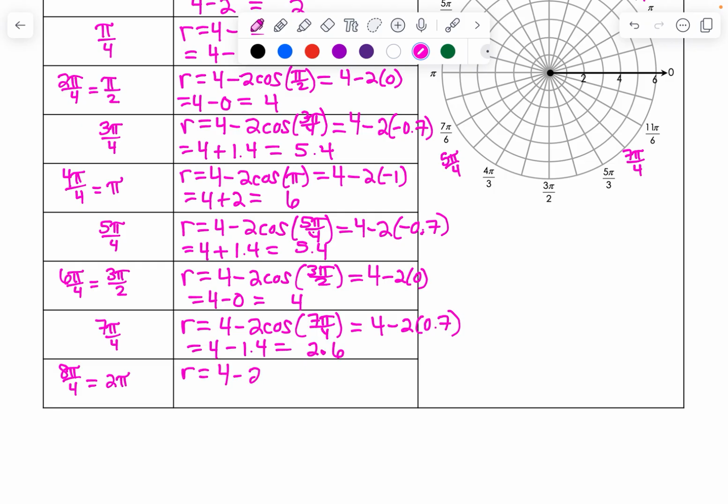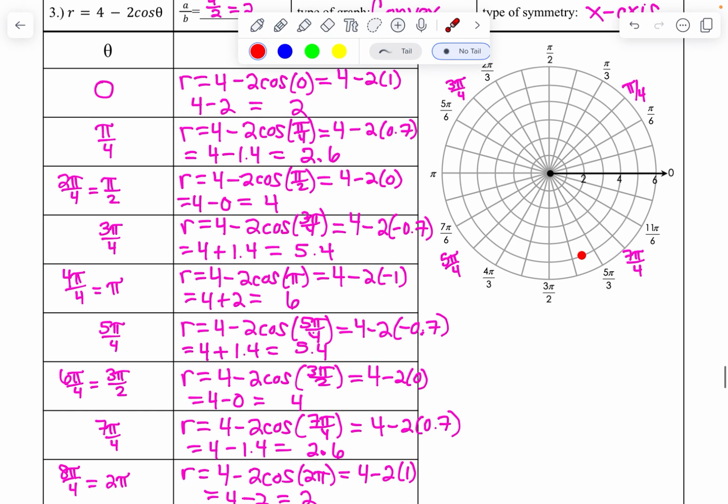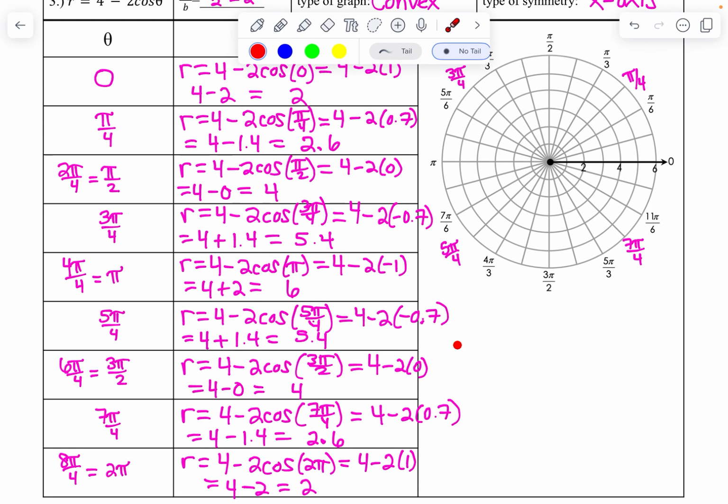And last one here, if we plug in 2 pi, we know the cosine of 2 pi is the same as the cosine of 0, which is 1. So we've got 4 minus 2, which will give us 2. And so again, we can see the pattern. It went 2, 2.6, 4, 5.4, 6, and then we repeat going the other direction. There's like symmetry to the table. 5.4, 4, 2.6, back to 2.